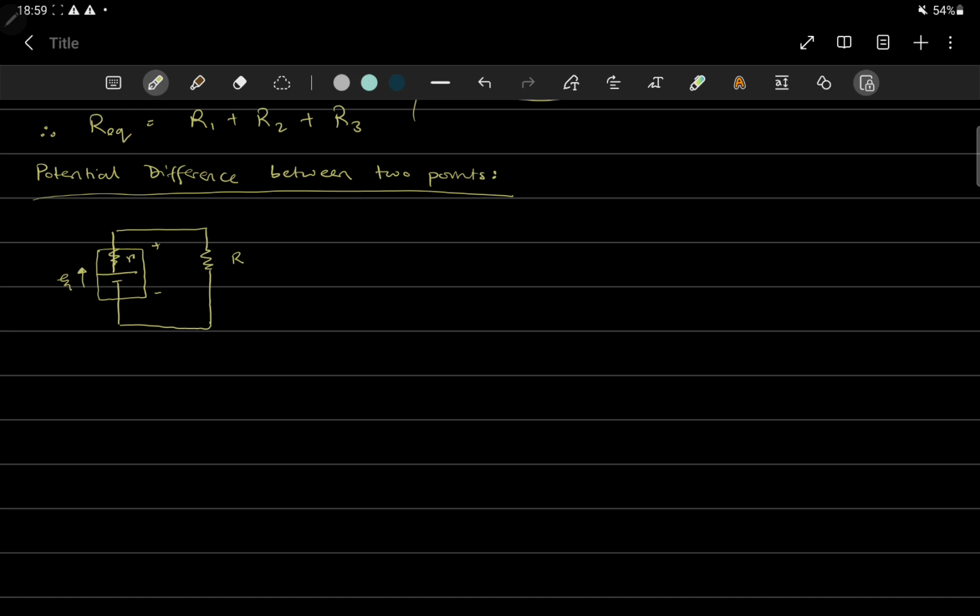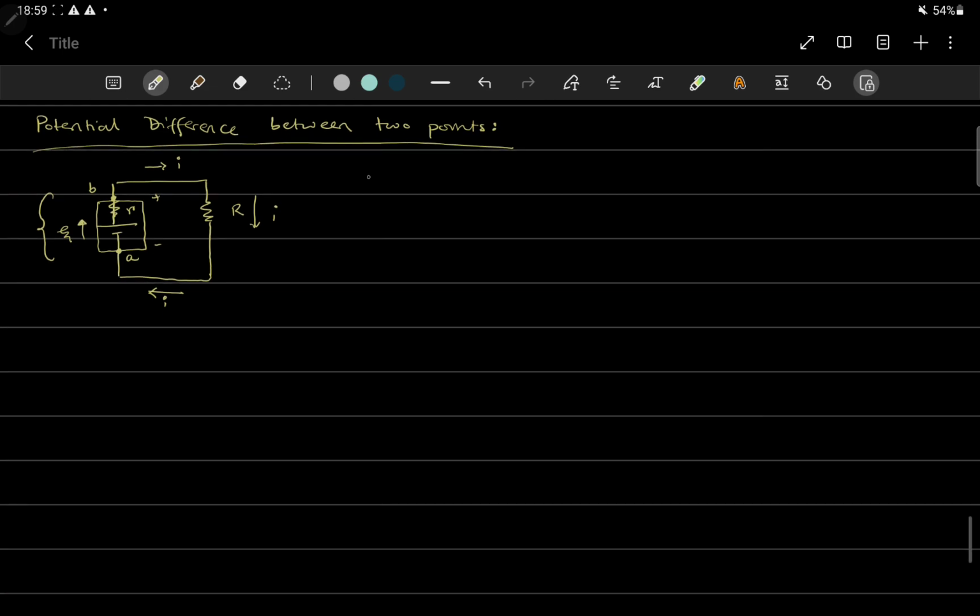And let's denote 2 points. Let's say I have point B over here and I have point A over here, which are the 2 points that we're going to consider to find the potential difference from, right? And the current has a direction in this direction, which is the conventional direction of current, which flows through the circuit in this way. So now we're going to find the potential at point B from point A. Okay, so in that case, for this part, as I move from A to B, what will be the potential difference?